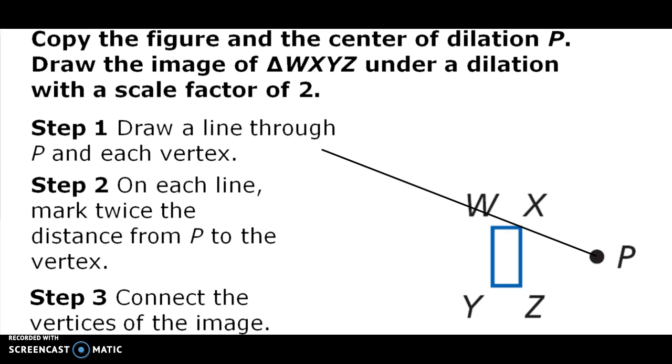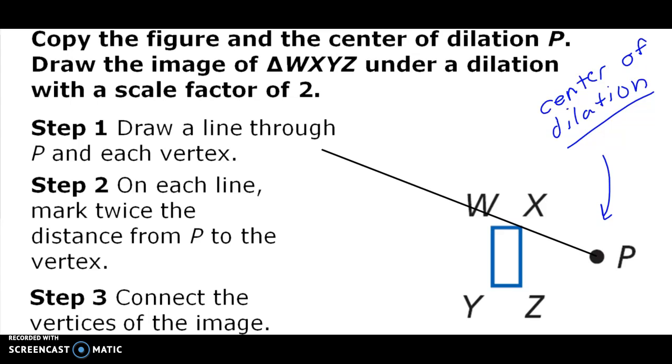So point P is called the center of dilation. Kind of like we have a center of rotation. That's the point that we rotate around. Dilations have a center of dilation, and basically that's the point that you're getting bigger from or you're getting smaller to. So you'll see what I mean by that here in a second.